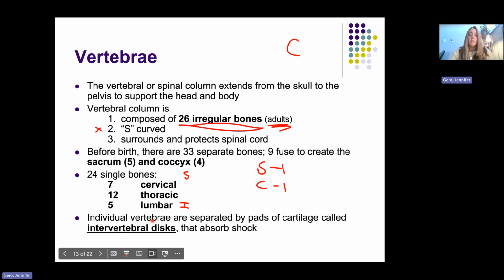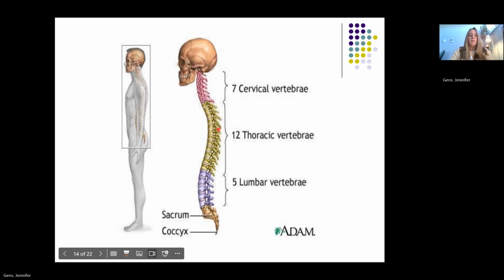So these individual vertebrae are going to be separated by cartilaginous discs. We call the joints in between our vertebrae amphiarthritic, amphi like amphibian, and it means slightly movable. As I said, here we have 7 cervical vertebrae. So when you hear C1, C2, C3, that means C for cervical. We have 12 thoracic vertebrae, 5 lumbar vertebrae, 1 sacrum, and 1 coccyx.